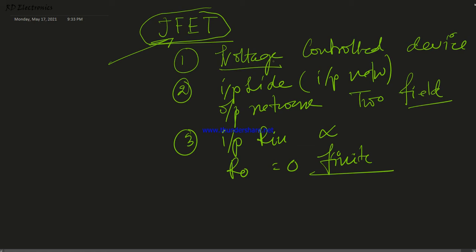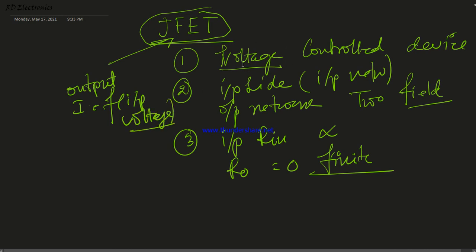That's why JFET is not known as a current control device. BJT is a current control device, because in a BJT we know that the output collector current depends on the input base current, but in a JFET it is quite different. The output current is a function of input voltage. Okay, this is the first definition of JFET.